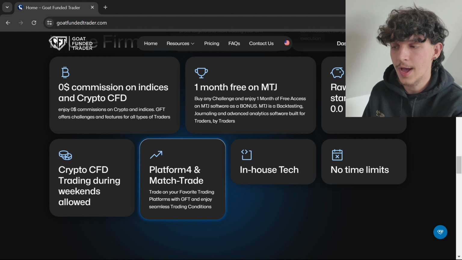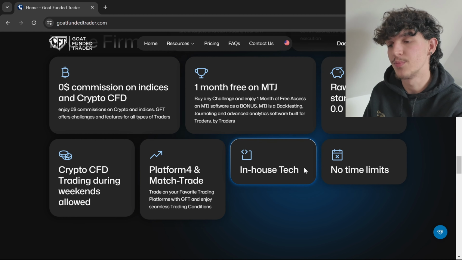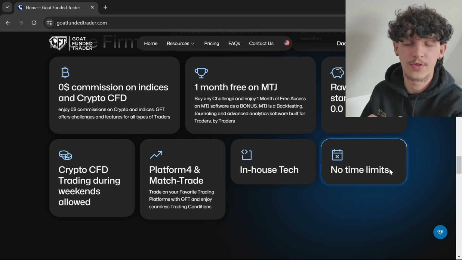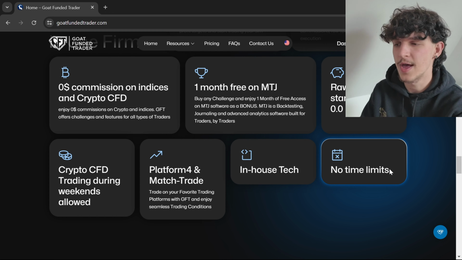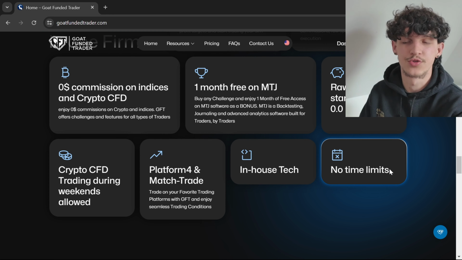So we have MetaTrader 4 and we have Match Trade that we're offering for our traders, and there's more coming out very, very soon. We have our own in-house tech, which is absolutely brilliant, and no time limit, so you don't have to trade for a certain amount of time. You don't have the time constraints. Previously, when I've traded prop firm accounts, you have to trade the account within 30 days or something like that. You have 30 days to pass the challenge. In GFT, we don't have that, and it's usually an industry standard now.